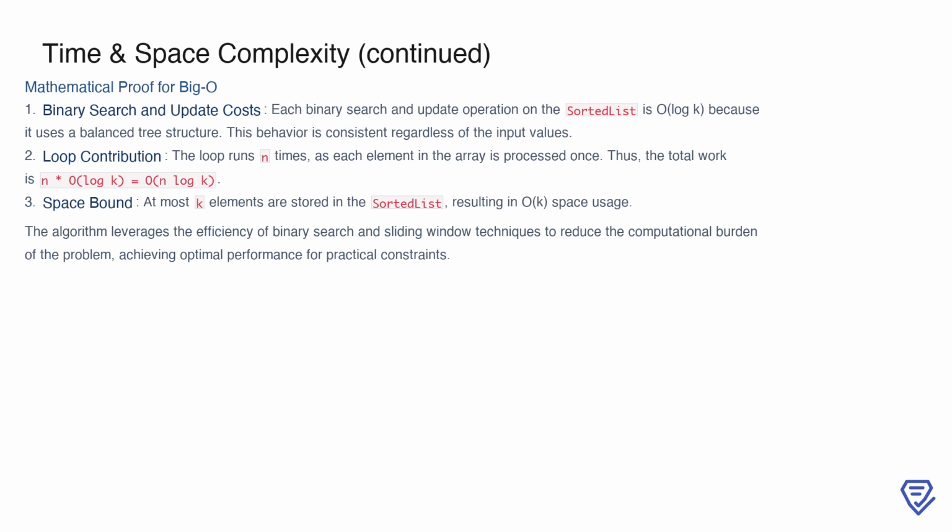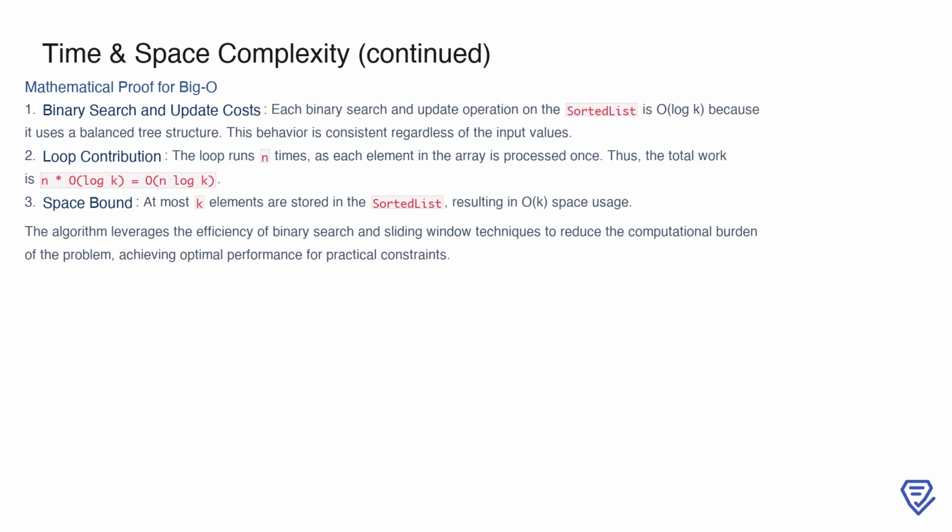First, each binary search and update operation on the sorted list has a cost of O(log k), thanks to the balanced tree structure it employs, and this behavior holds regardless of the input values. Second, the loop runs exactly n times, as each element in the input array is processed once. Combining these, the total time complexity becomes n * O(log k), which simplifies to O(n log k). Finally, the space complexity is straightforward. The sorted list contains at most k elements, so the space usage is bound by O(k).